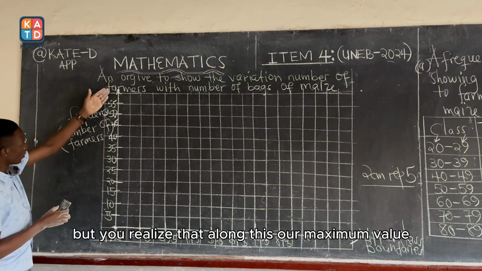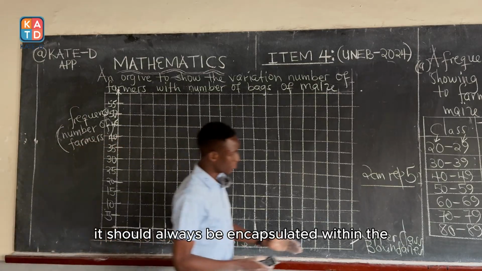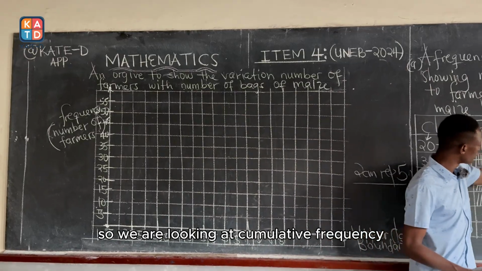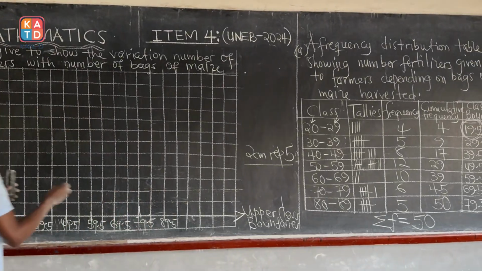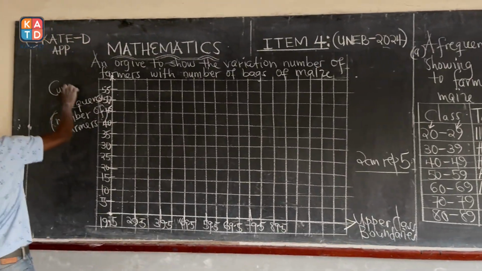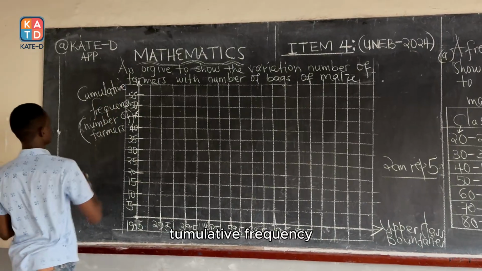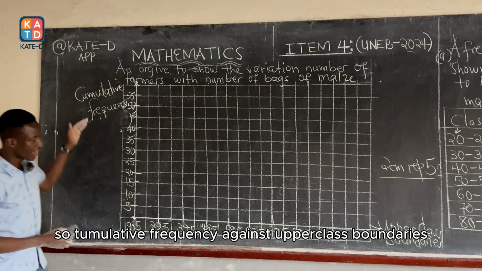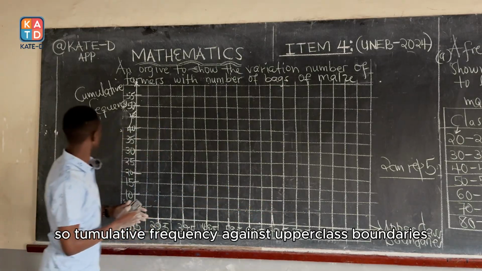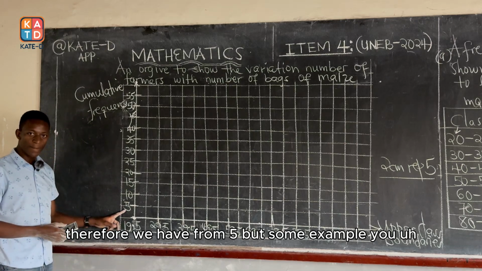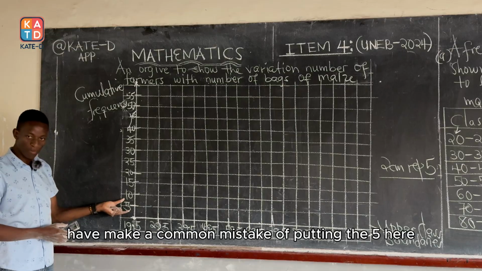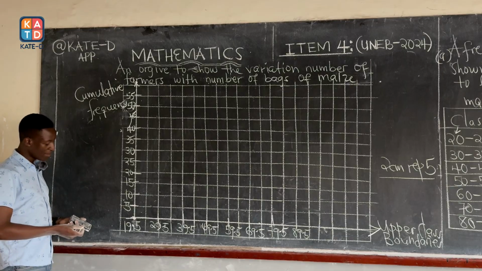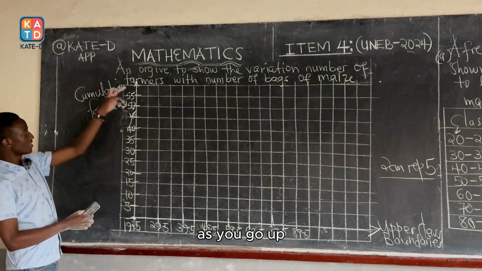But you realize that along this, our maximum value should always be encapsulated within the range which you have considered. So we are looking at cumulative frequency. So this is what we should have, cumulative frequency. We can first get rid of this. So cumulative frequency against upper class boundaries, therefore we have from 5. But some students make a common mistake of putting the 5 here. It is still okay, but the best way is always to start from 0 as you go up.